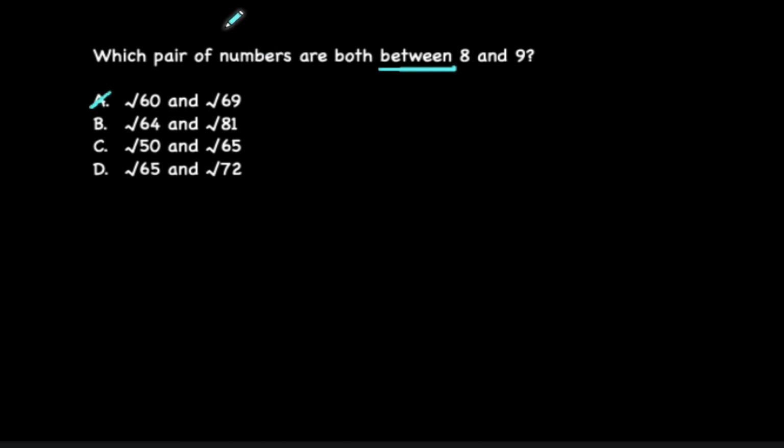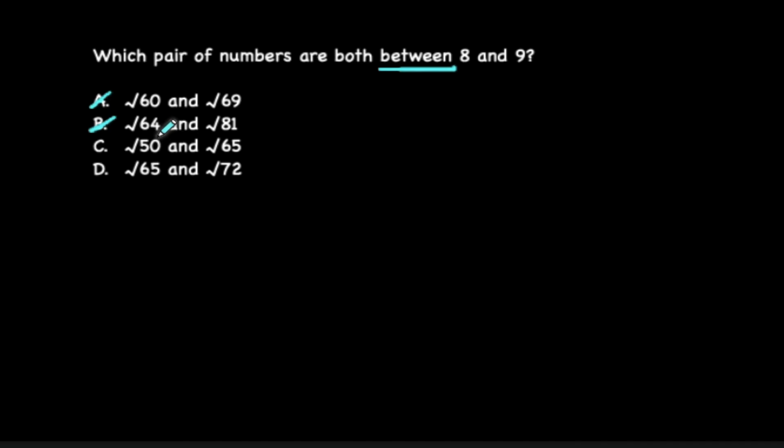What about answer choice B? Well, square root of 64 I know is 8. And then we have the square root of 81, which is 9. So 8 and 9 cannot be between 8 and 9. That's impossible. That's not even reasonable. Okay, eliminate B. Square root of 50.